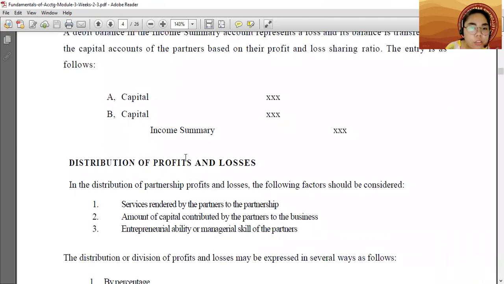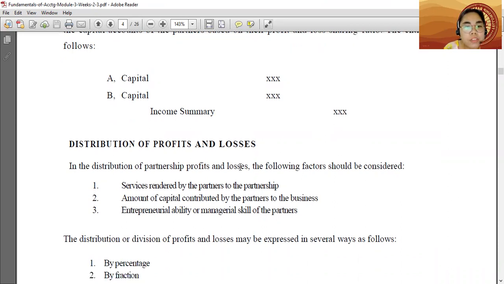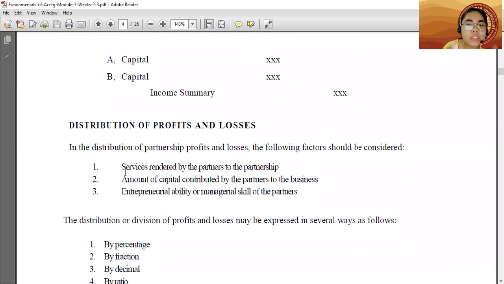Now let's proceed to the distribution of profits and losses. So we're done with the closing entries. So in the distribution of partnership profits and losses, the following factors should be considered. Number one, services rendered by the partners to the partnership. So when we distribute partnership losses and gains, we have to consider the services rendered by the partners to the partnership. If he mostly devotes his time to managing the partnership, or if that partner is somehow silent or dormant, they have to consider that.